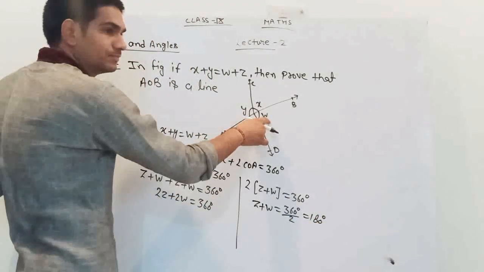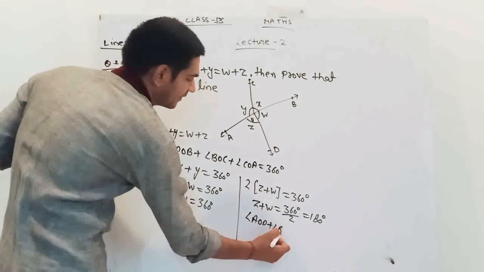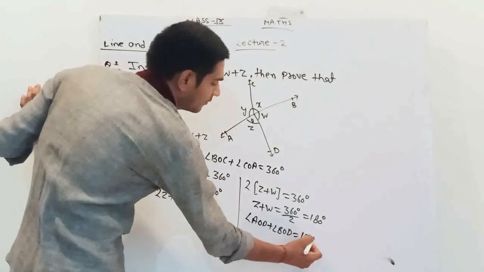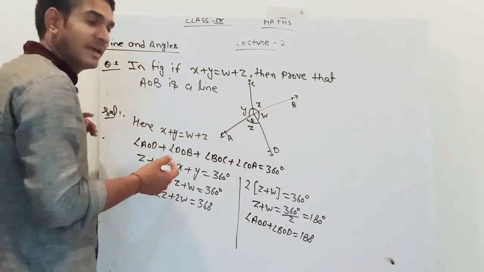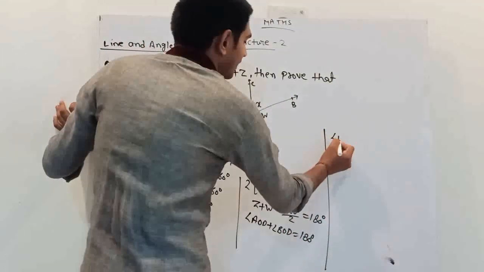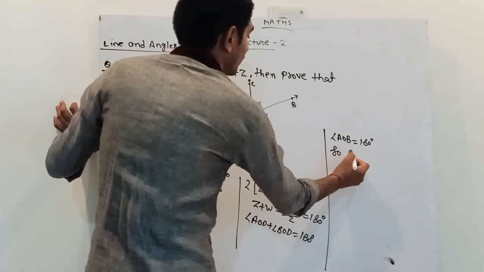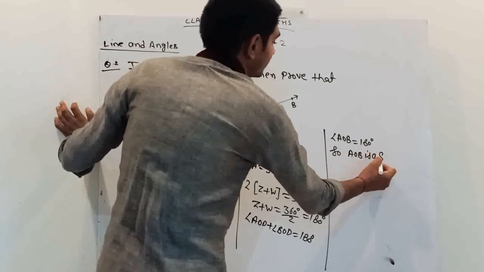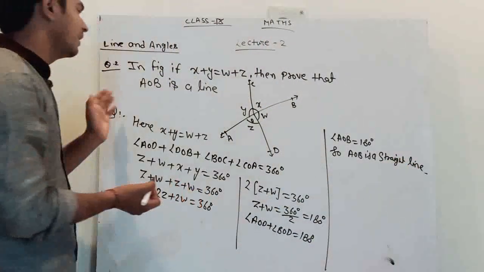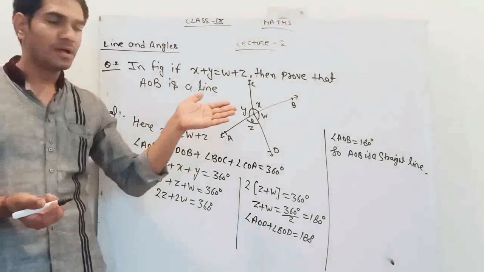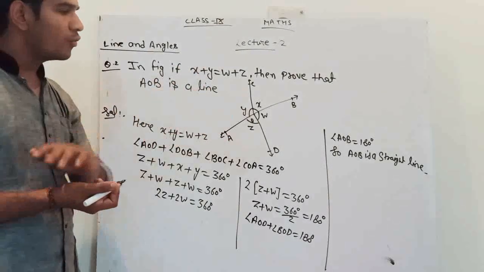Now, Z plus W kya hoga? That is angle AOD plus angle BOD. Kya ban gaya aapka? 180. Now, if you add angle AOD and angle BOD, then we get angle AOB is equal to 180 degrees. So AOB is a straight line. Understand? Aapko kya proof karna tha? AOB is a straight line. So we proved that angle AOB is equal to 180 degrees, that is, AOB is a straight line.